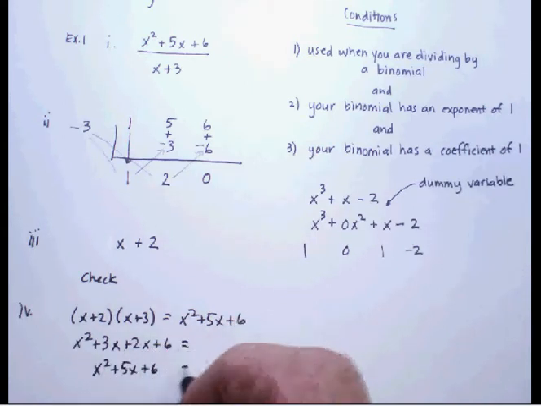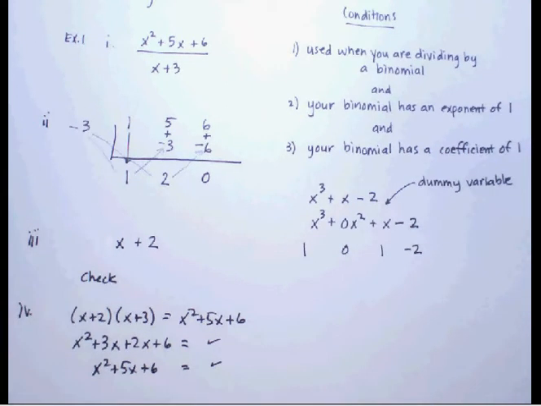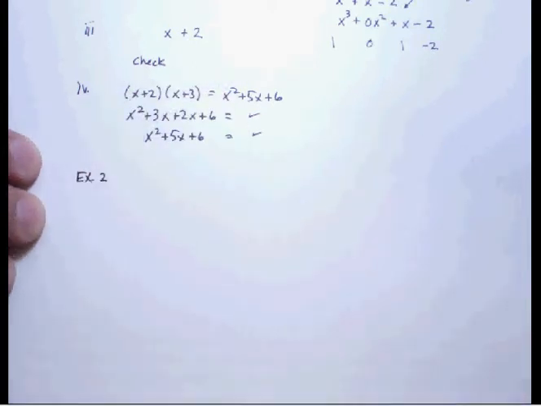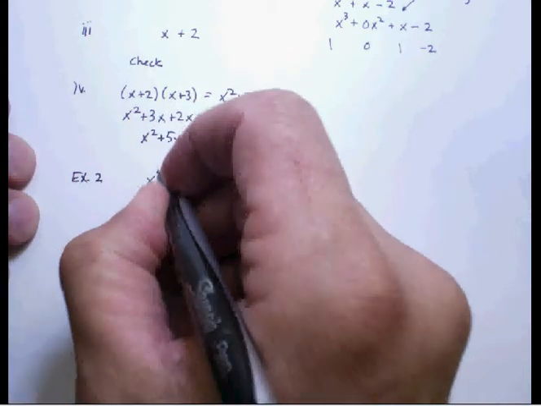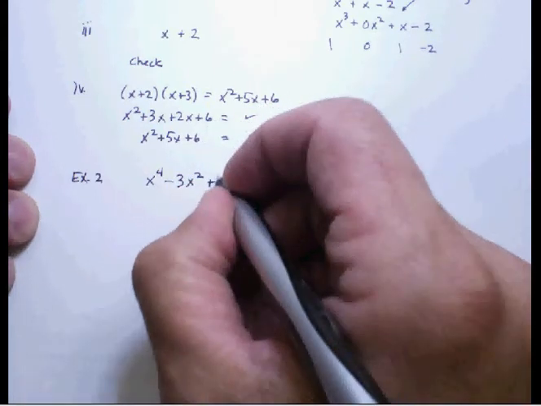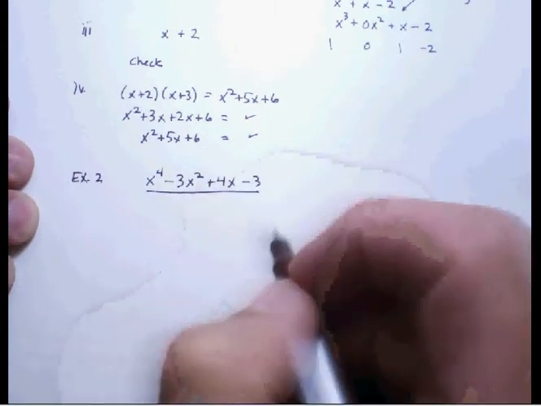Okay, so let's try another example just to get the idea of this. We'll call this example 2. Okay, so let's say my problem now is a little bit different. Let's say I have x to the 4th minus 3x squared plus 4x minus 3. And let's say I want to divide that by x plus 1.